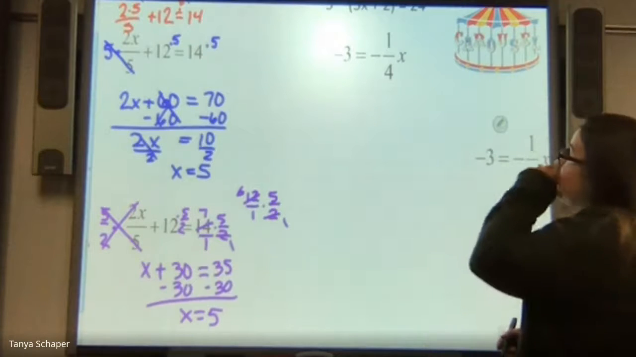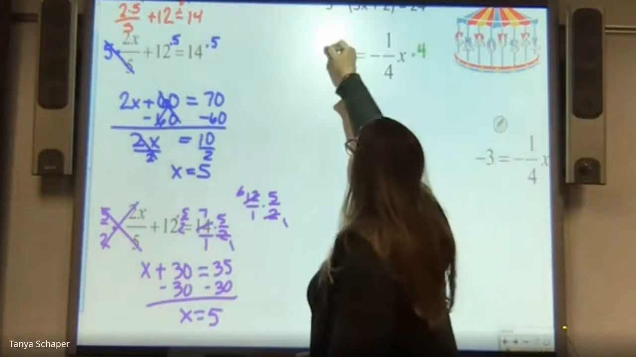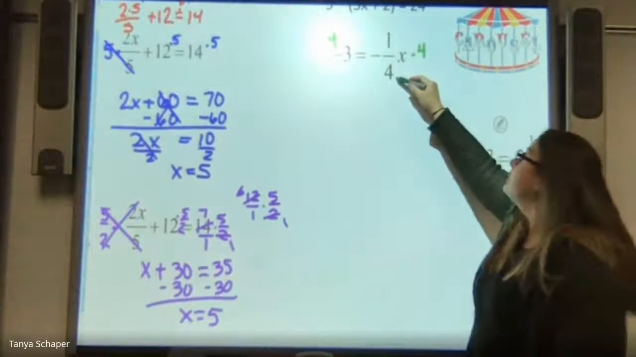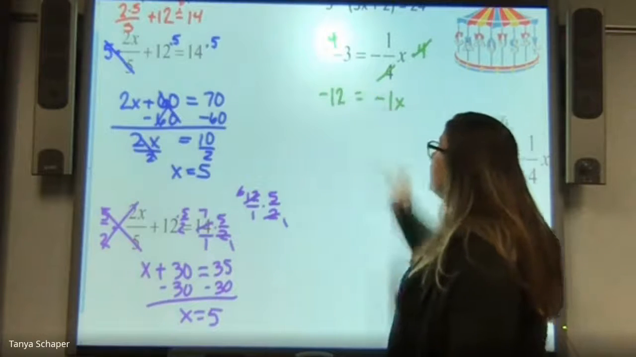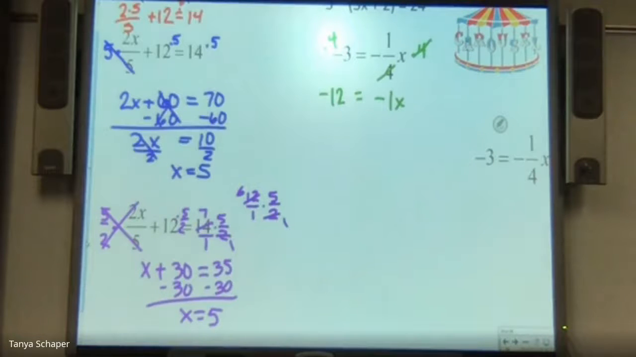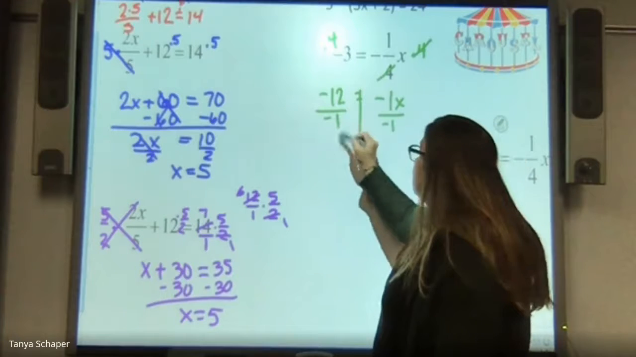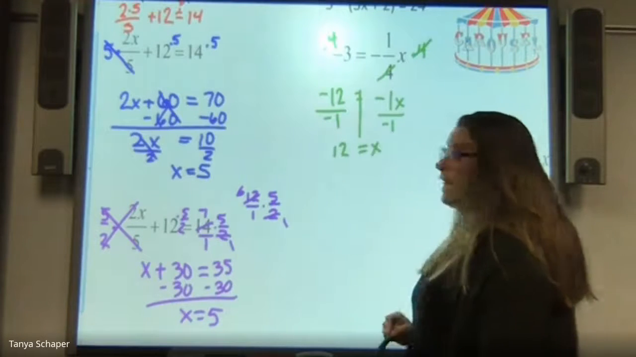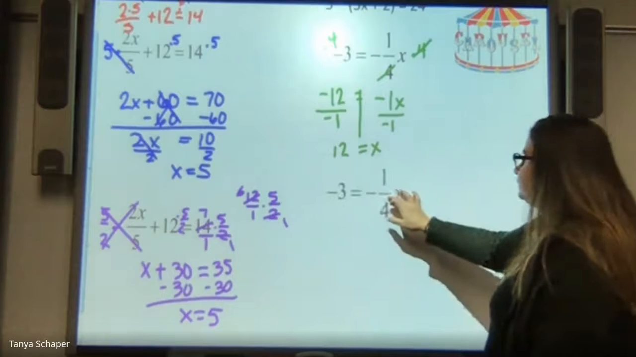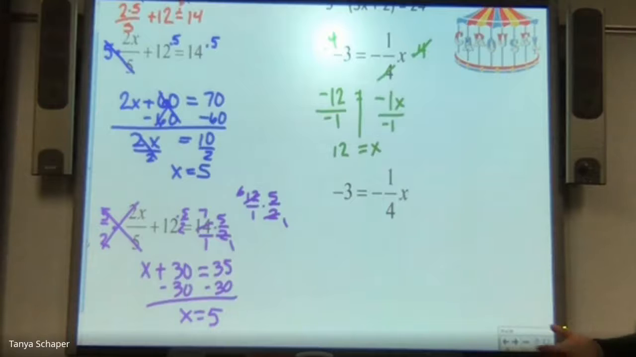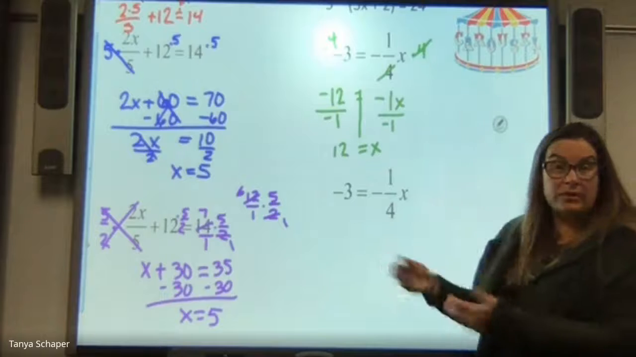So with this one, I have a couple options. I can multiply every term by the denominator. And in this case, the denominator is 4. So those cancel out. I'm left with negative 1x. On this side, I'm left with, on the left side, I'm left with negative 12. I'm going to undo the multiplication by dividing by 1. So 12 equals x. Okay. The other way we can go about it, look at that magic, is you can multiply both sides by the reciprocal. Now, in this case, the reciprocal happens to be the same as up here, but I'm going to walk you through it the same way.